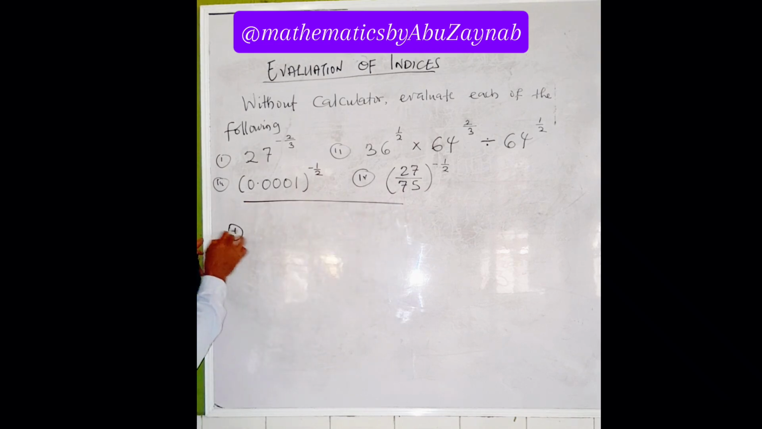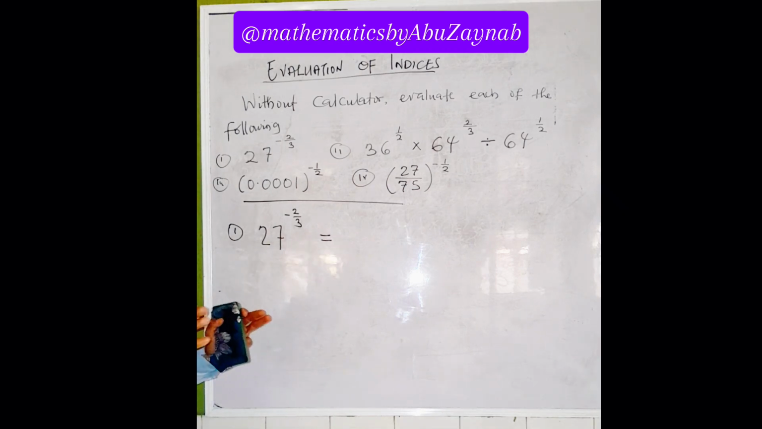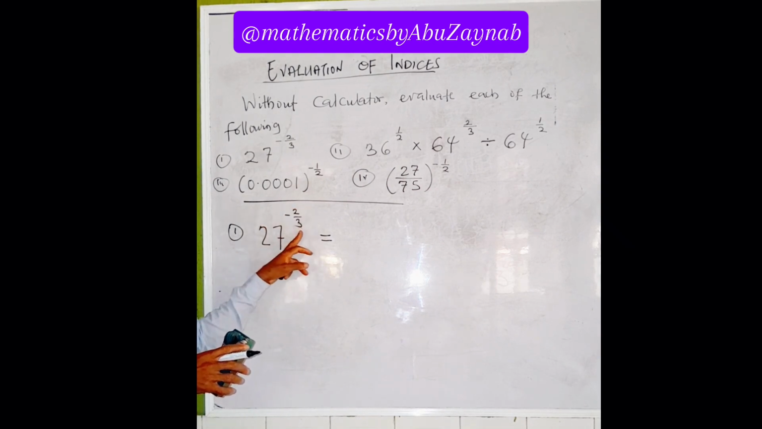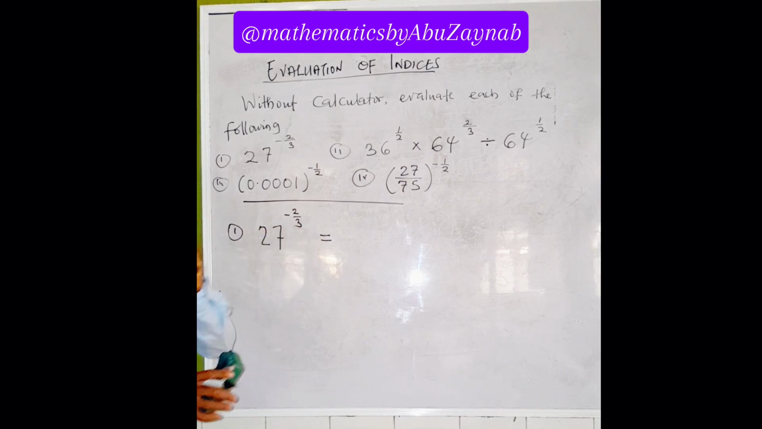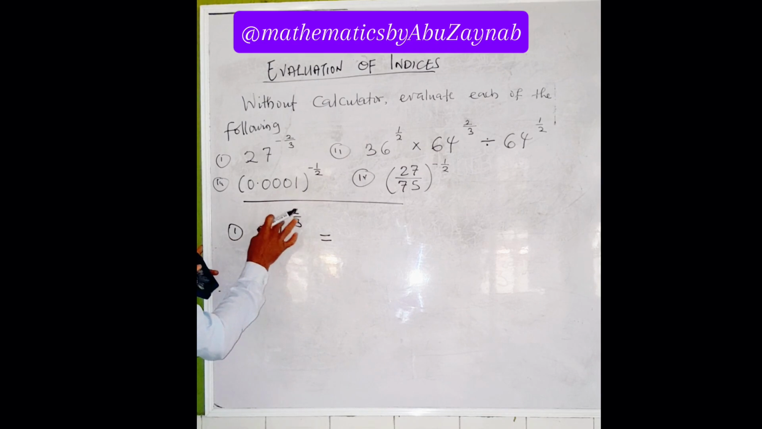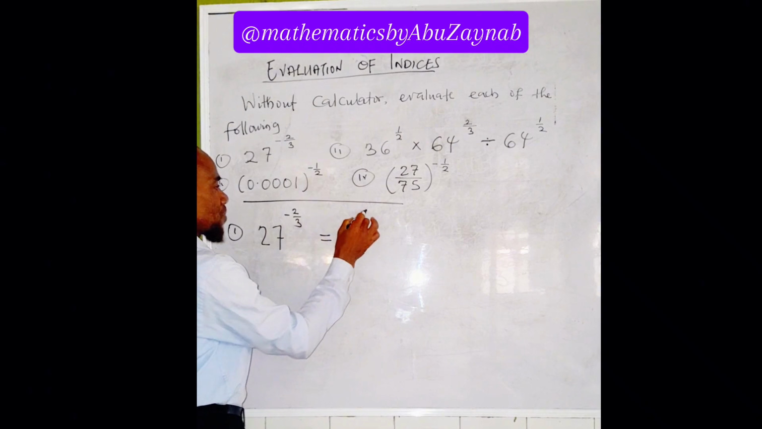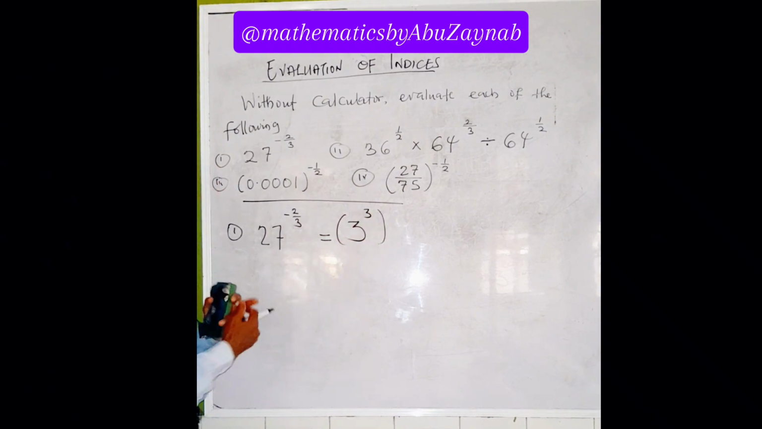Question 1. We have to evaluate 27 to the power of minus 2 over 3, without a calculator. The clue is as simple as working with the denominator of the index. The index or power is minus 2 over 3, so the denominator of that is actually 3. That's the clue. So in other words, we must express this number 27 as a number to the power of this denominator 3. And that simply is 3 to the power of 3, which is 27.